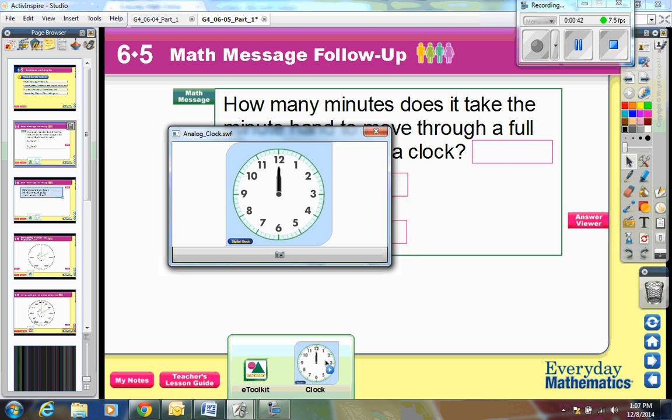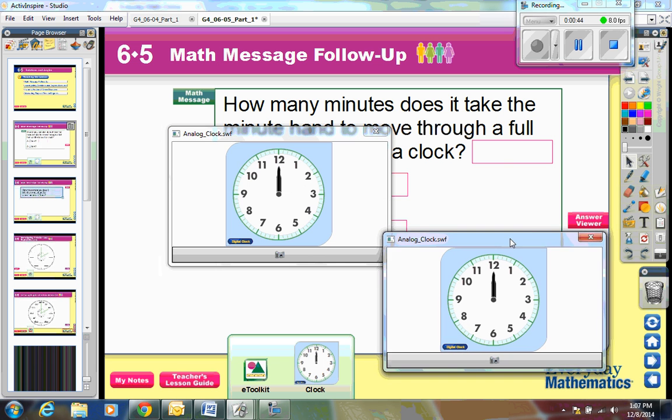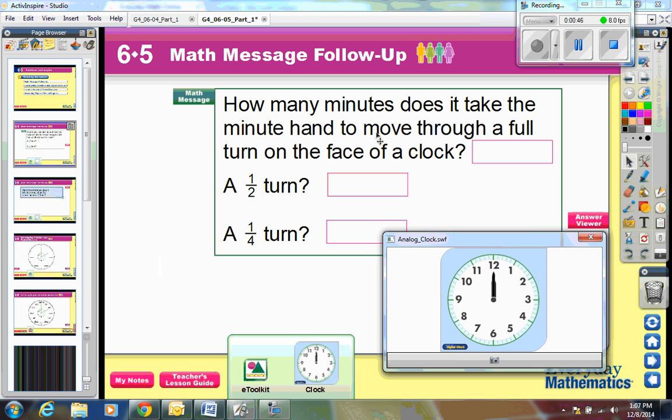So if you think about this as your full circle, and with Everyday Math last year, I want you to think about what time it would be at a half turn. How many minutes would be in a quarter turn? So pause the video, and in your math spiral, I want you to write down those three numbers.